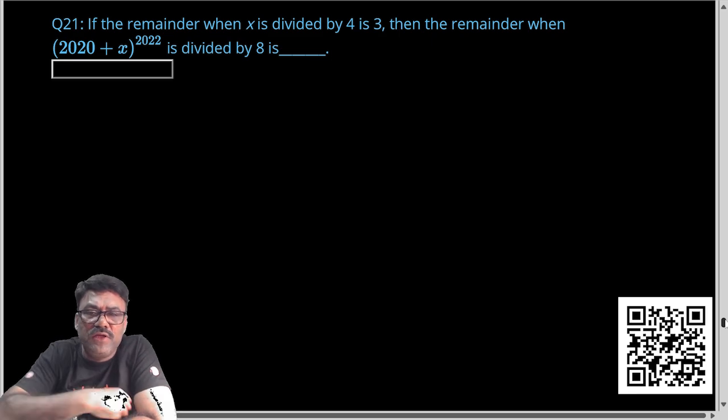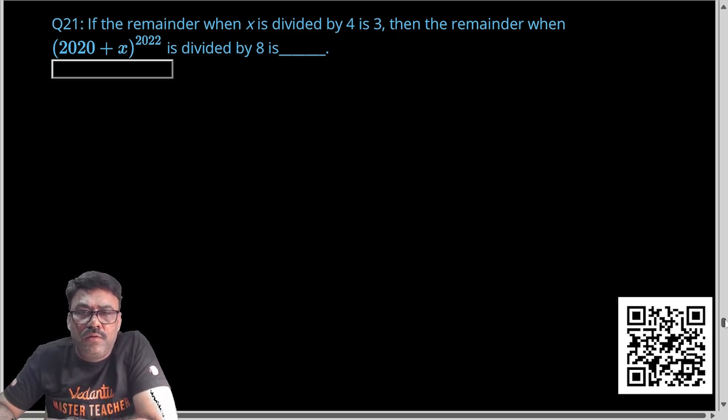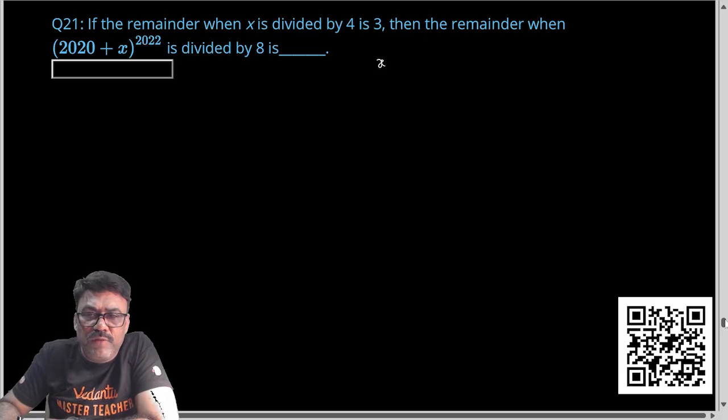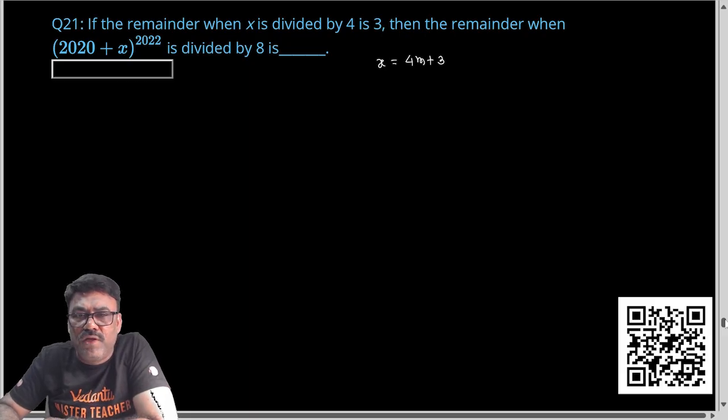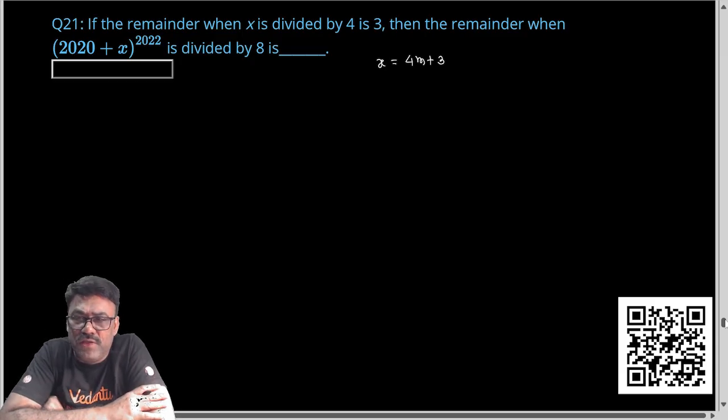If the remainder when x is divided by 4 is 3. So that means when I'm dividing x by 4, remainder is 3. So I can say that x is a number of this form, 4m plus 3 form. Means x will be either 3 or 7 or 11.